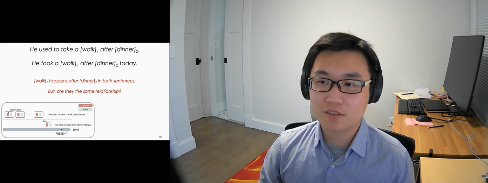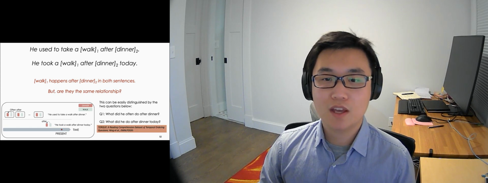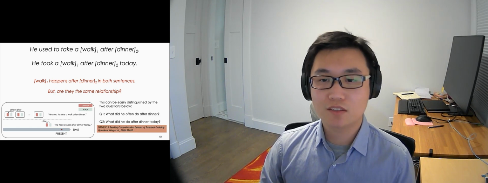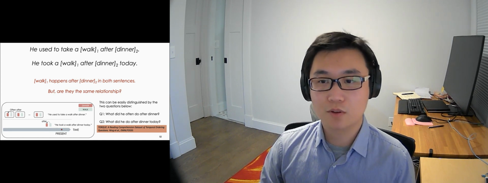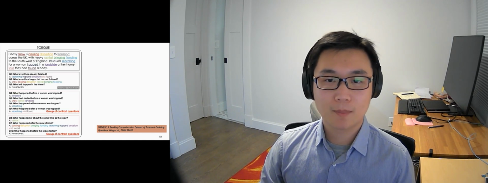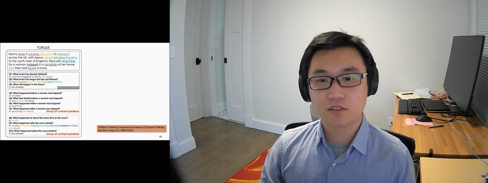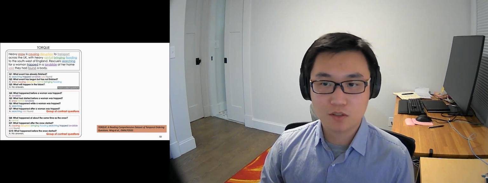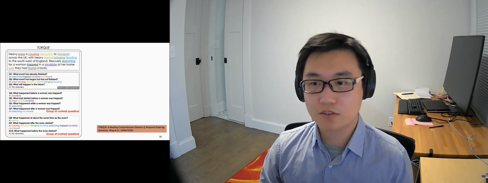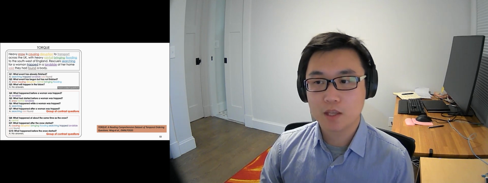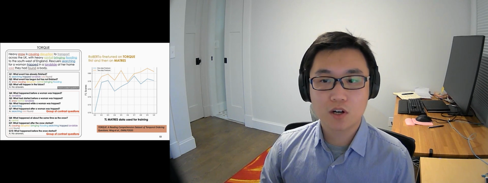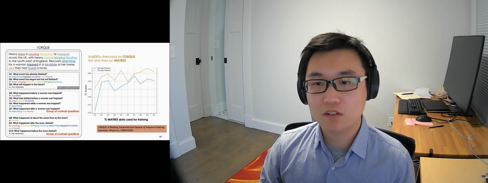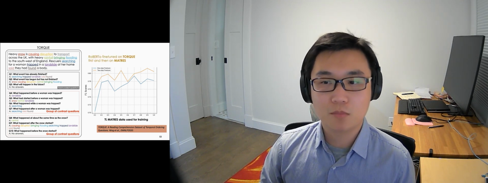But in a recent dataset we have collected, we show that these phenomena are easily distinguished if we use the QA format, or question answering format. This new dataset is called TORQUE, published in EMNLP 2020. Interested readers can refer to my talk for that paper. But here I would like to show that if we further pre-train RoBERTa on TORQUE, we can get a new state-of-the-art result on the MATRES dataset.